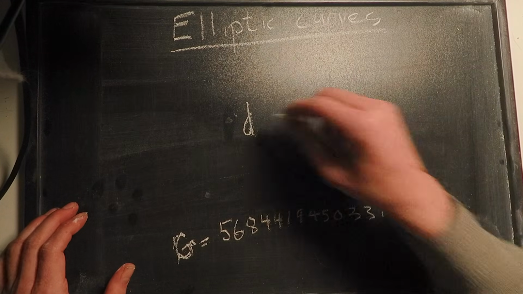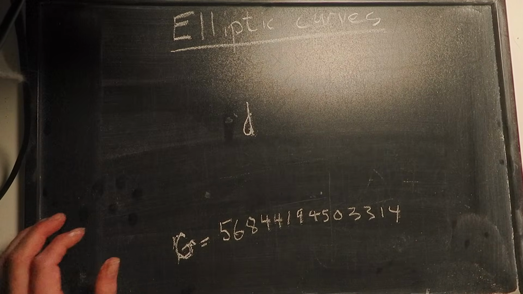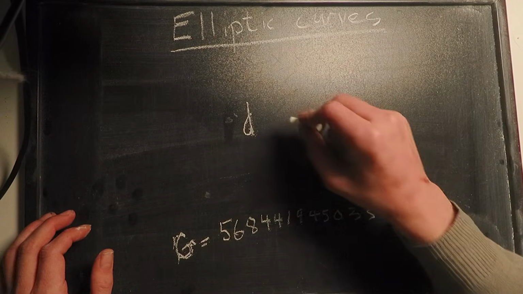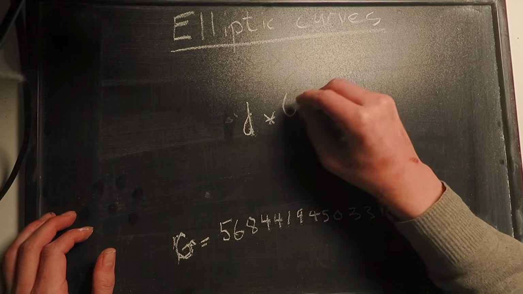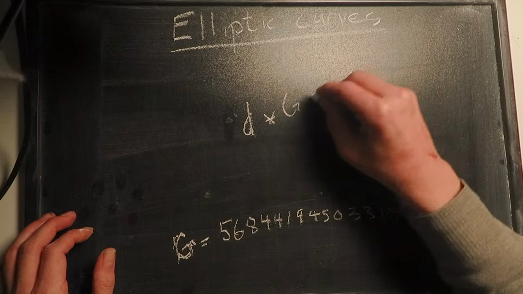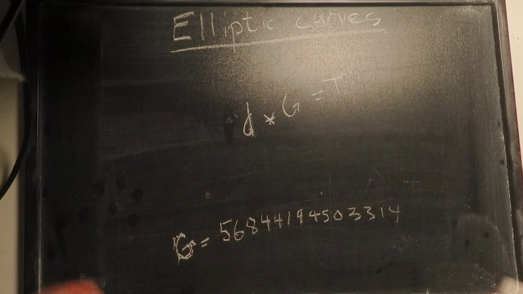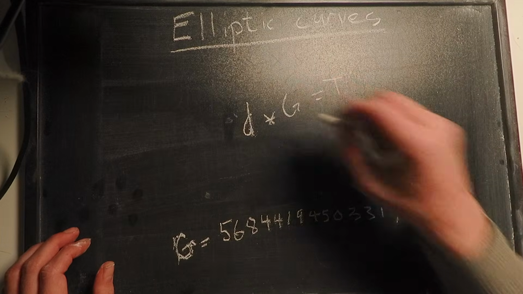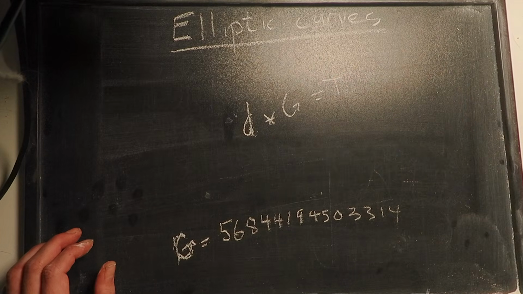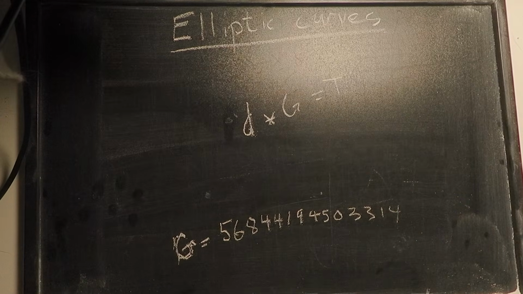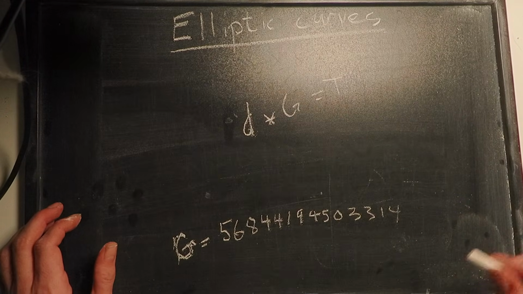Alright, so how do you get this d? It's a very simple formula, actually. The formula is d times G is equal to something called T. So we know this G value and we know this T value, but we do not know the d value. And this is what we need to figure out.